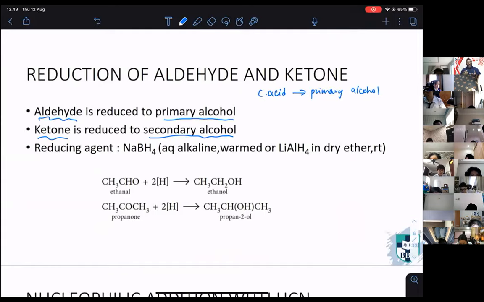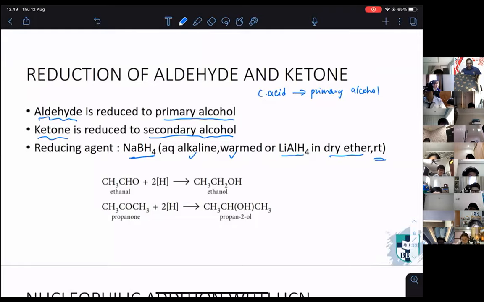If you look at this particular chapter, they say that you can use NaBH4. The NaBH4 is done in alkaline condition, and you need to warm them. You can also use LiAlH4 in dry ether, and since LiAlH4 is very, very reactive, you do not need to heat them. It's going to be at room temperature.